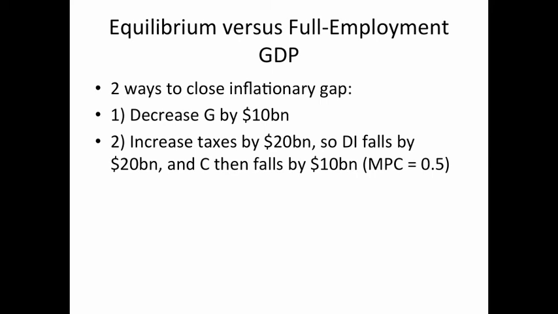MPC is 0.5, therefore I should be able to work back and say, if I need spending to fall by 10 billion, I need disposable income to fall by 20. With an MPC of 0.5, the change in spending will be 0.5 of any change in disposable income. If I can get disposable income to fall by $20 billion, spending from households would fall by half that amount, 10 billion. So therefore I need taxes to be increased by 20 billion. So those are the 2 ways of closing the inflationary gap.